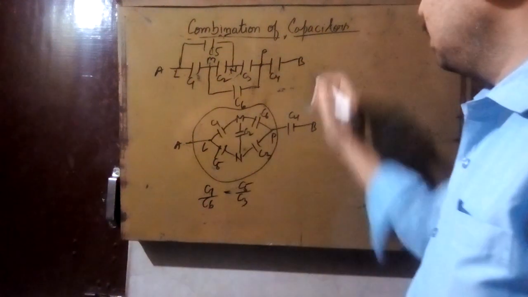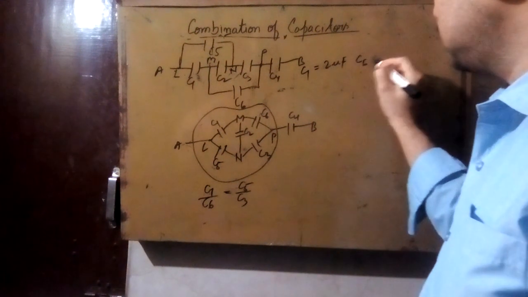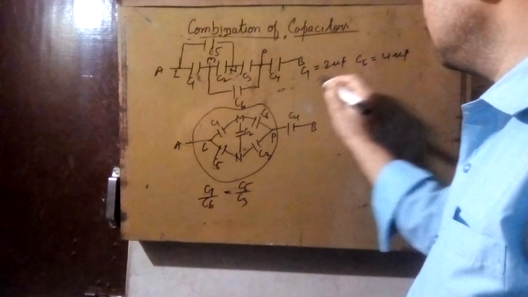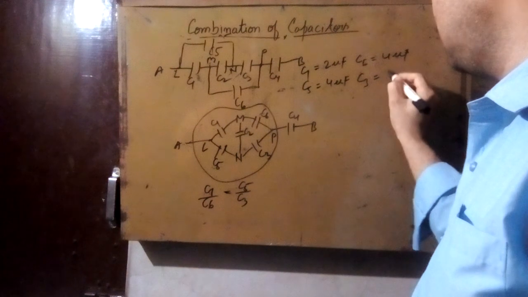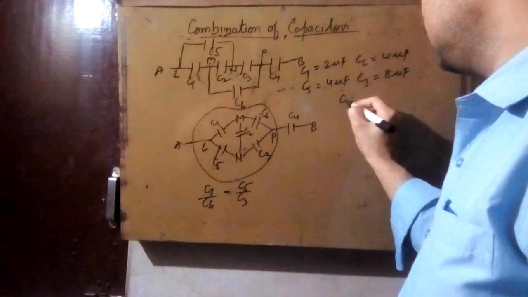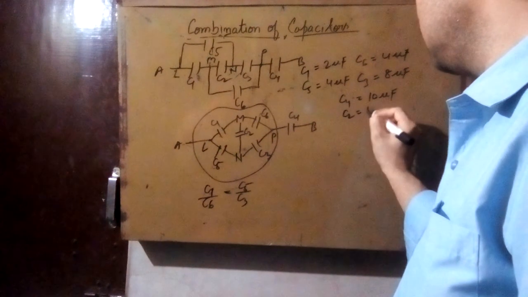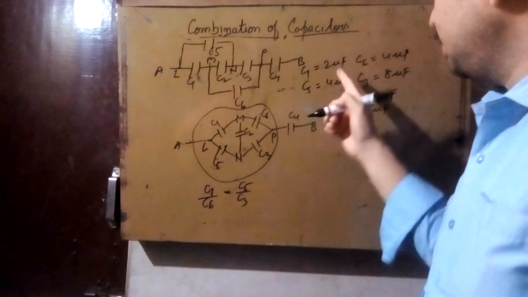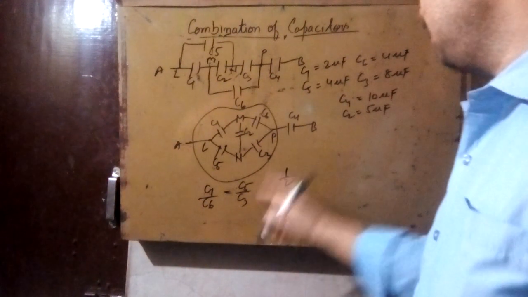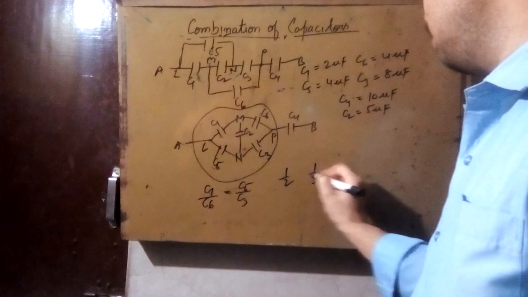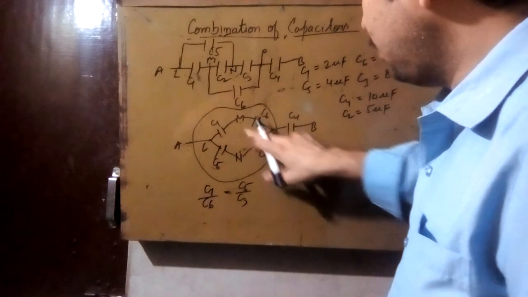Now suppose it is given that C1 is equal to 2, C6 is equal to 4, C5 is equal to 4, C3 is equal to 8, and C4 is equal to 10. C2 is also given, suppose. Now you can see student, in this question C1 by C6, 2 by 4, is half, and C5 by C3, 4 by 8, is also half. Both are equal. Means you have to neglect this one. You have to omit this one.